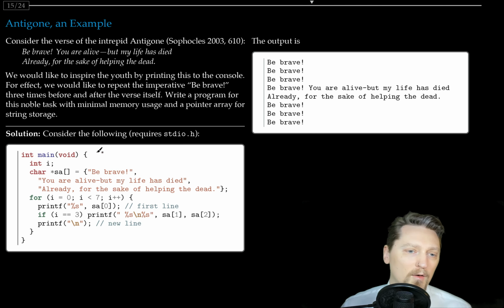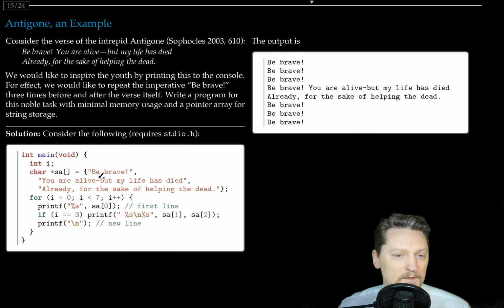Okay, consider the following program. Here's our main. We're going to have an integer I, a character array that is be brave, and then the next element in the array is you are alive, but my life has died, and then the third element in the array is already for the sake of helping the dead. So those are our 3 strings in our array.